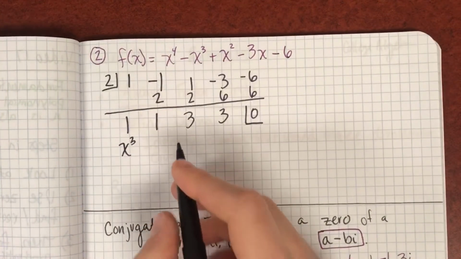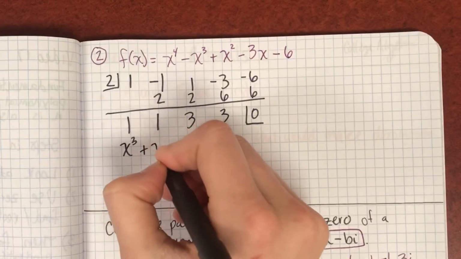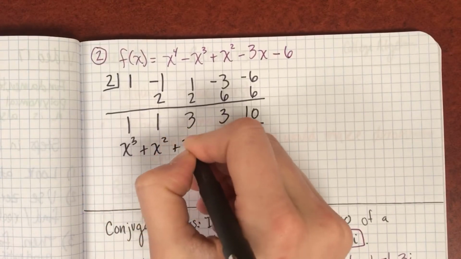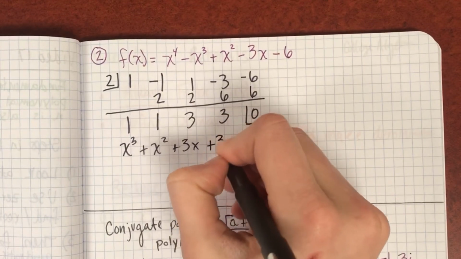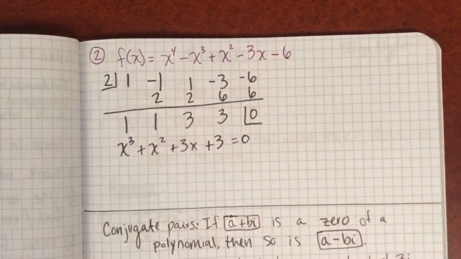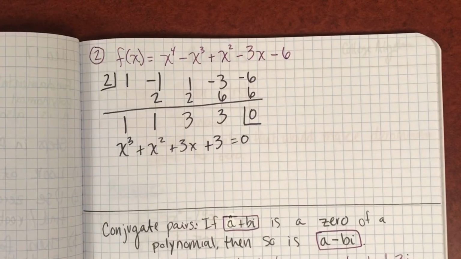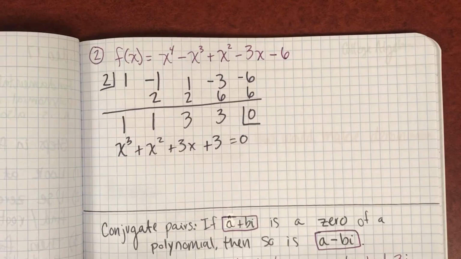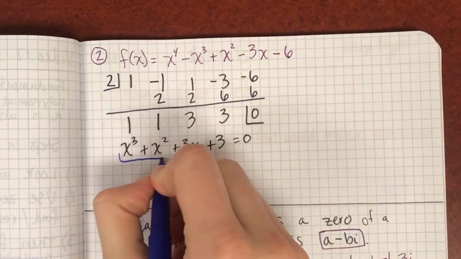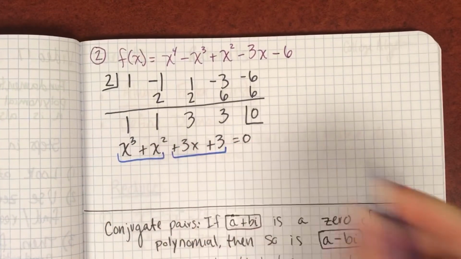So we translate this to our answer, x cubed plus x squared plus 3x plus 3. Now we have 4 terms, so we can solve using factor by grouping. So you group our first 2 together and our second 2 together.